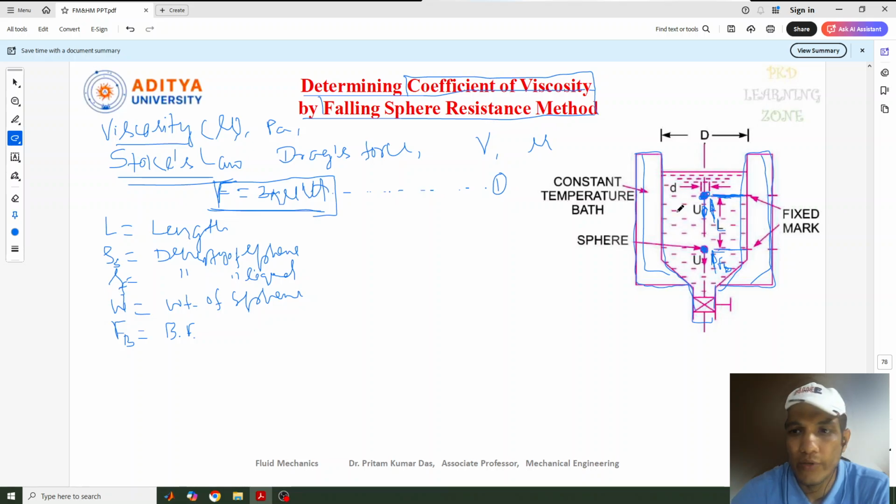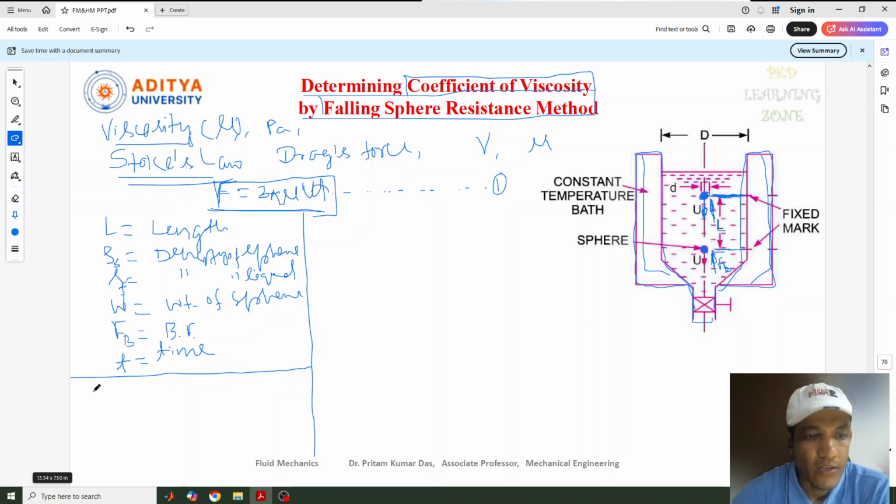And one more thing, the time taken. When the sphere is at this point, what is the time taken to move from this position to this position? So let's write T is the time taken by the sphere to cross the length or distance L. So these are the parameters you can consider.